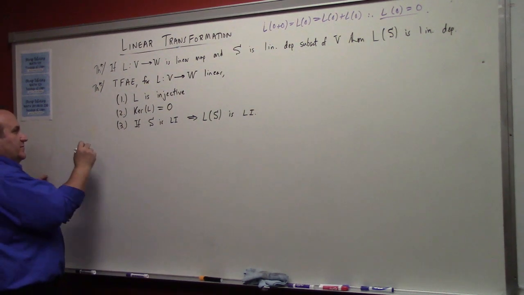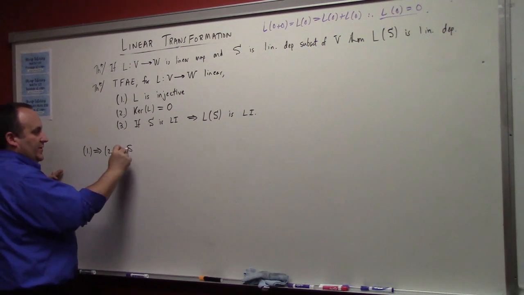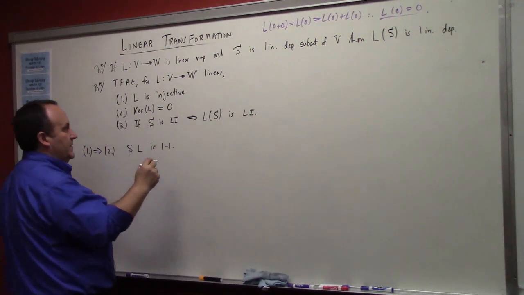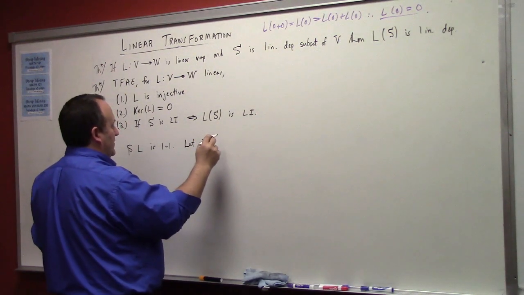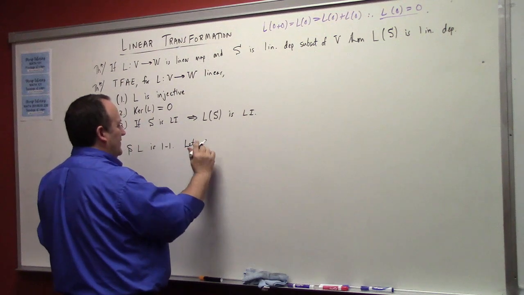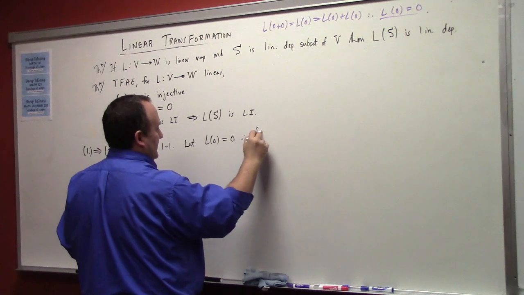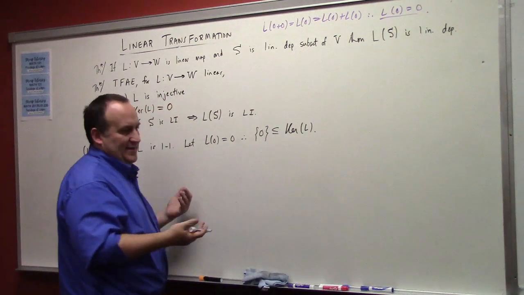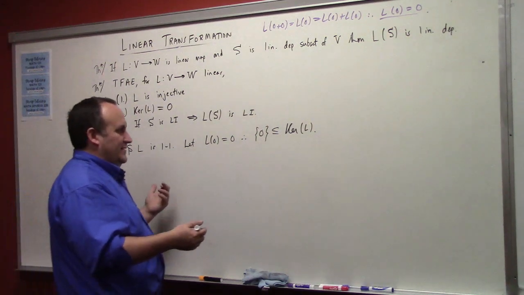So let's see if we can do some proving here. One implies two. How do we do that? We suppose L is 1 to 1. First of all, L of 0 equals 0. Therefore, the set containing 0 is a subset of the kernel. That direction of the containment we have. We're trying to prove equality of sets, so we should look at the other case.